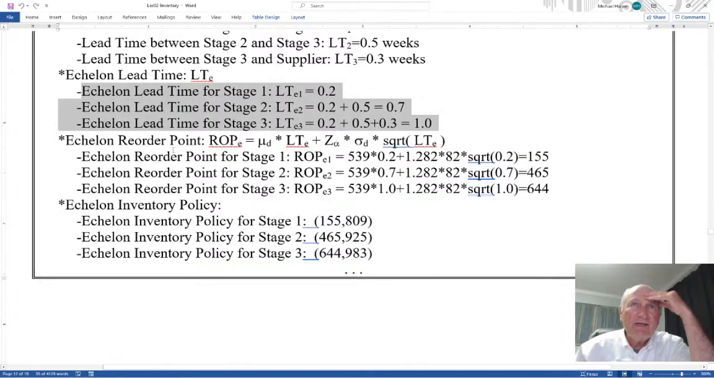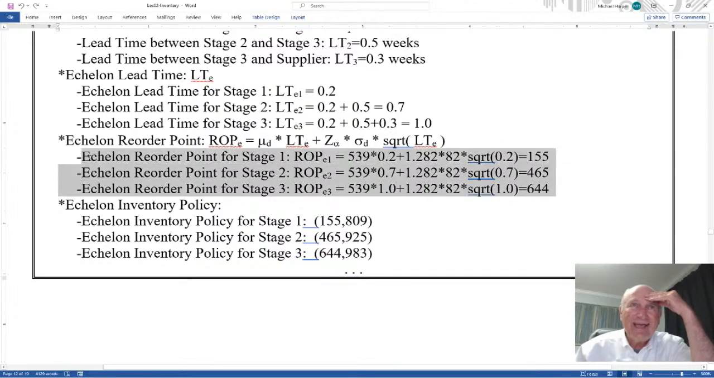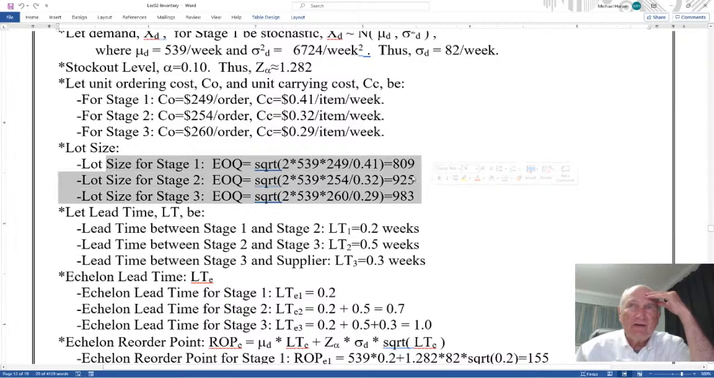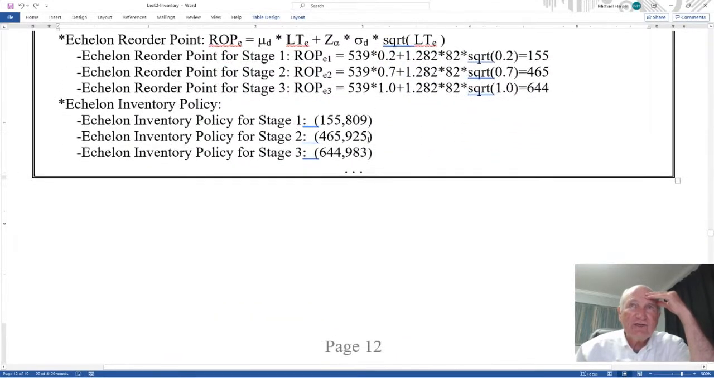Now the ROP, essentially, you just take those echelon lead times for each one. So remember, it's 0.2, 0.7, and 1, and essentially, again, what you do is change the ROP. So up here, the actual lot size, 809, 925, 983, that doesn't change. But the echelon lead time reorder point does change.